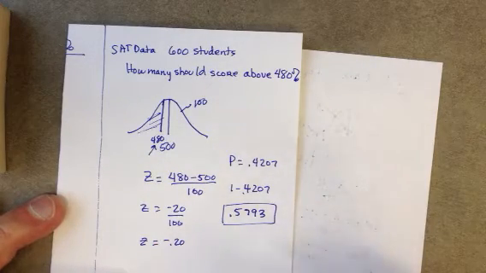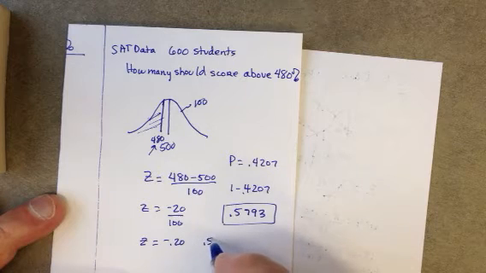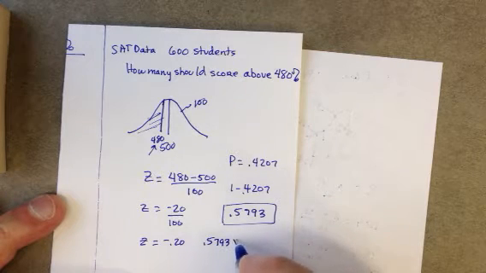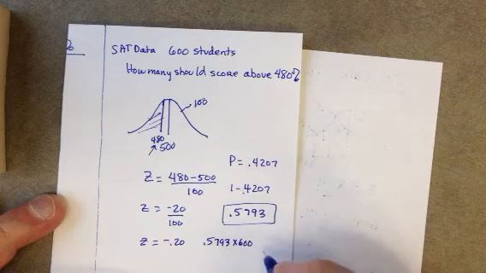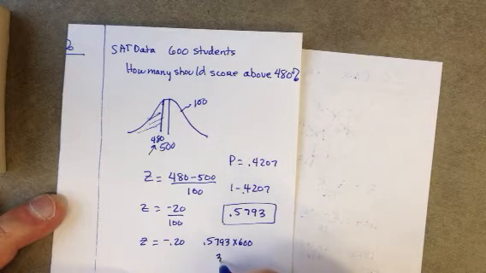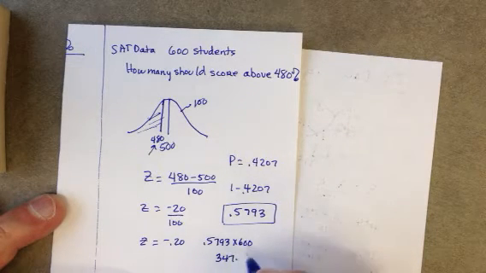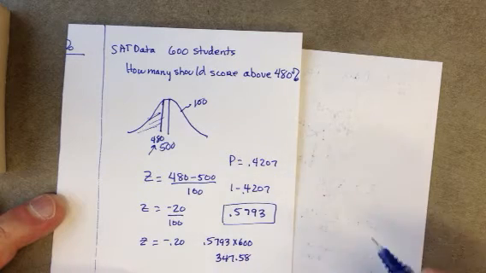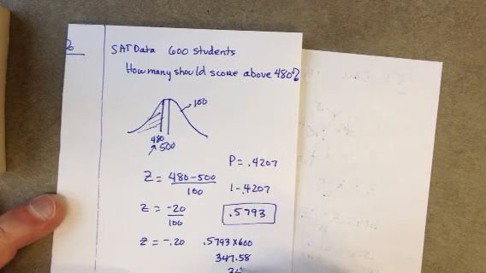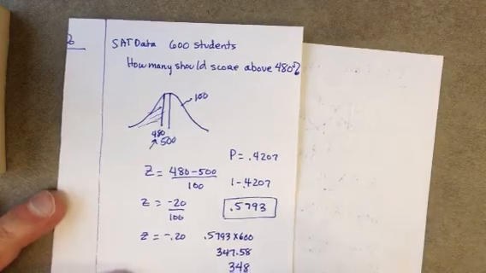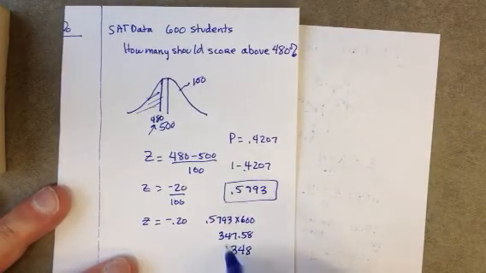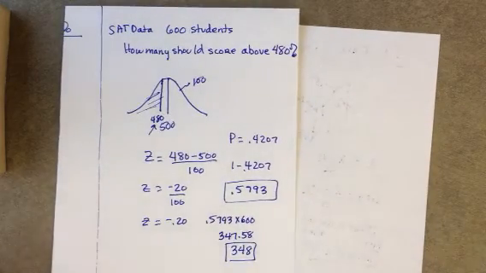Okay, and then I want to take that number and multiply it by 600, and I get 347.58. I'm going to round that up and call it 348 students. 348 students. Okay, so those are three problems from normal distributions using the z-tables.